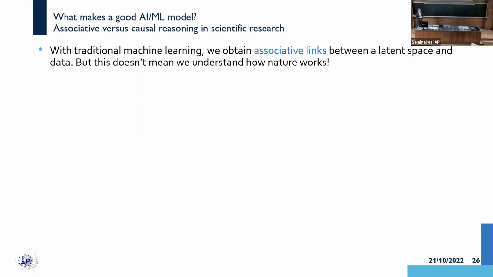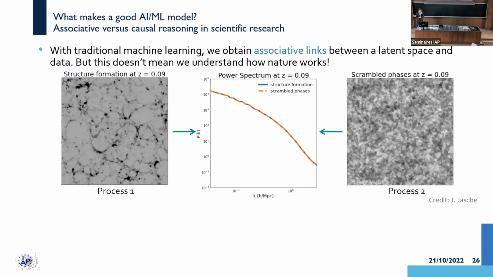The story is that essentially with traditional machine learning, we obtain associative links between a latent space and data. But this doesn't mean we understand how nature works with only associative links. Just an example here based again on cosmology. Suppose you have two processes which generate the same power spectrum in the end. This is actual cosmic structure formation.